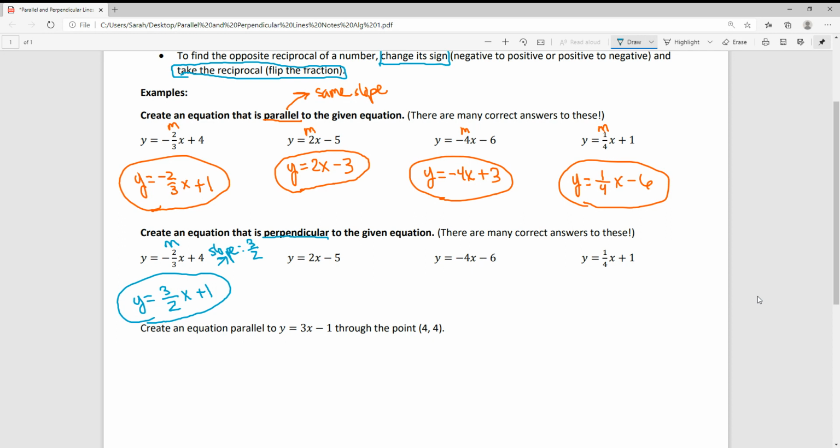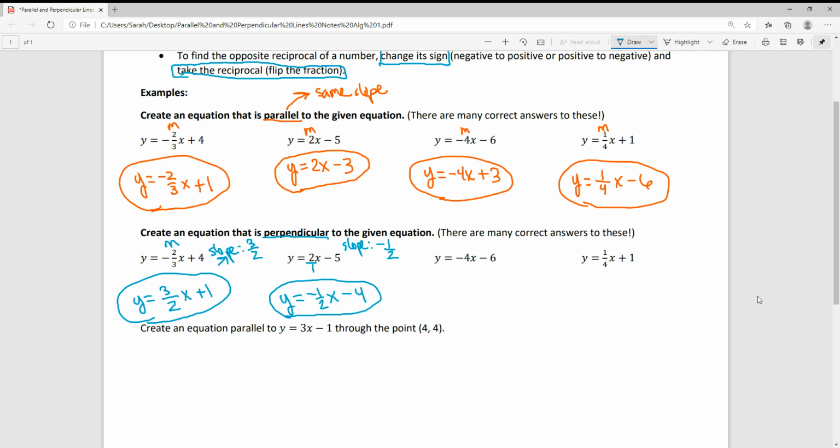Looking at the next one, my slope is 2, which you might remember is the same as 2 over 1. To get the slope of my new equation, I need to do the opposite. Since this is positive 2 over 1, I'm going to do negative. And then take the reciprocal. 2 over 1, when I flip that fraction upside down, becomes 1 over 2. So now I just need to write an equation with a slope of negative 1 over 2. y equals negative 1 over 2x minus 4 would work. Any b number is fine.